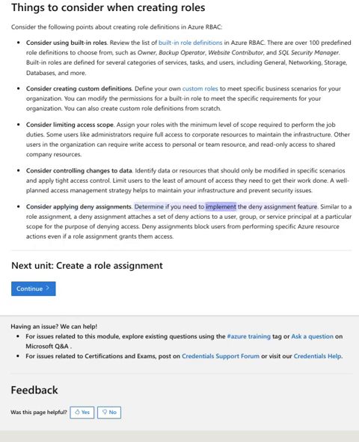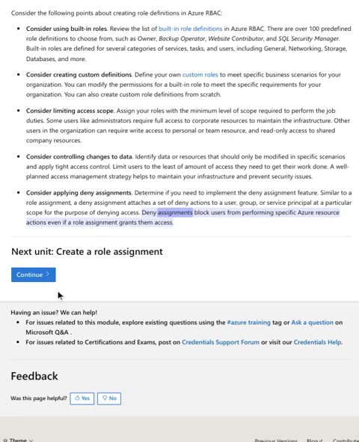Determine if you need to implement the deny assignment feature. Similar to a role assignment, a deny assignment attaches a set of deny actions to a user, group, or service principal at a particular scope for the purpose of denying access. Deny assignments block users from performing specific Azure resource actions even if a role assignment grants them access.